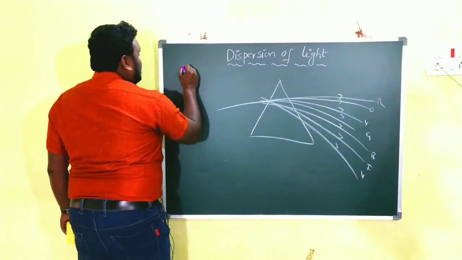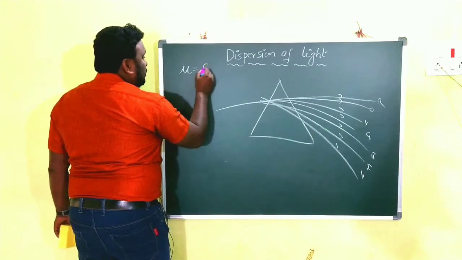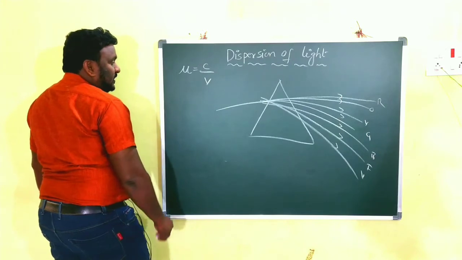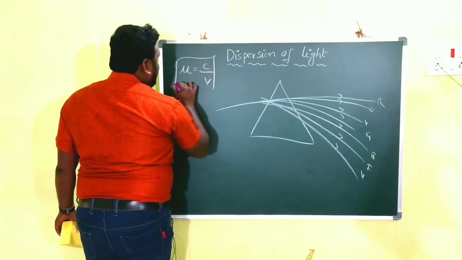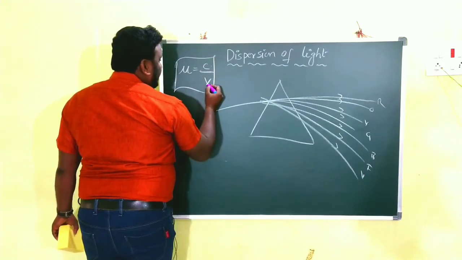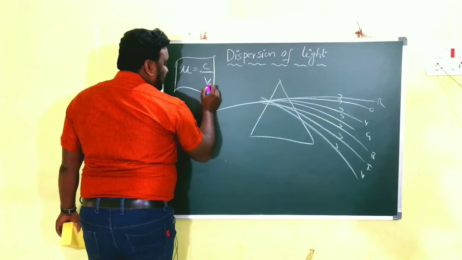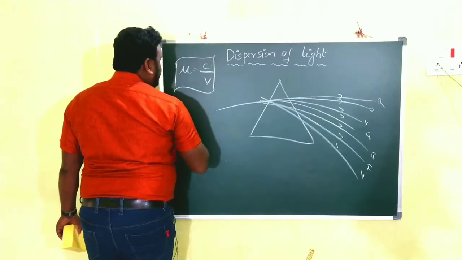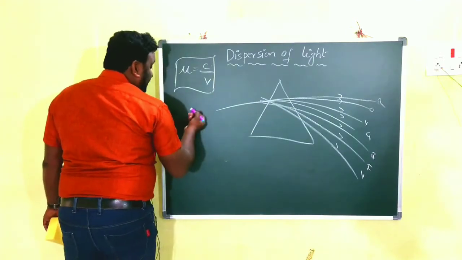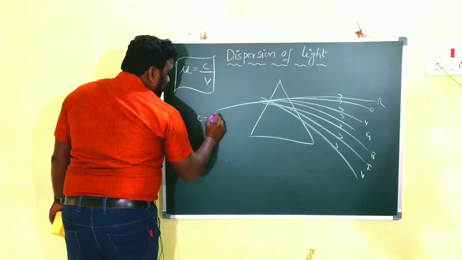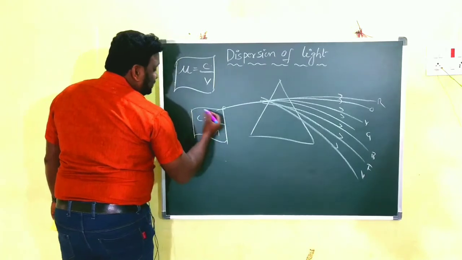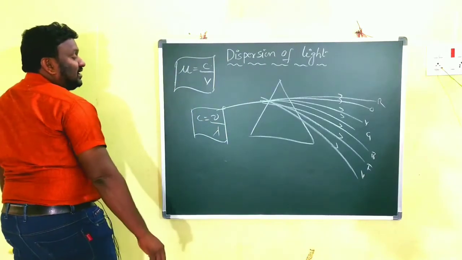Children, here we know that the refractive index can be written as mu is equal to C by V. Here, what is C? Velocity of light. And what is V? Velocity of light in the medium. And what is mu? Refractive index of the prism or anything. Here I will write again, C is equal to nu lambda.